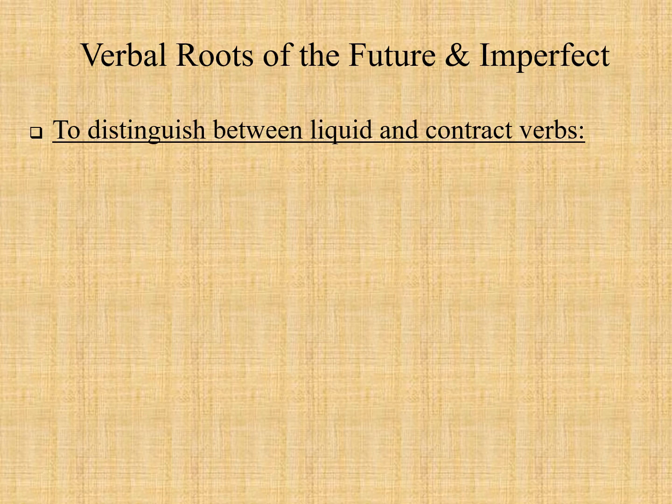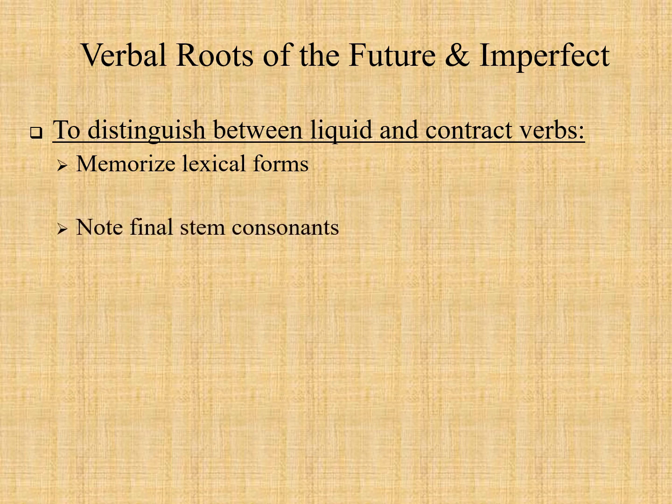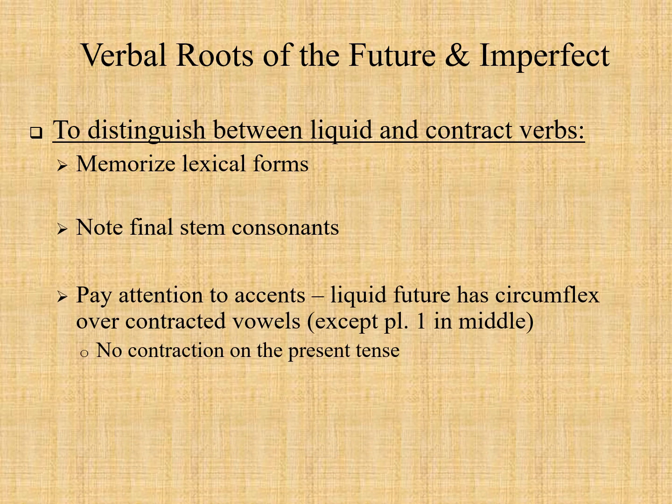So sometimes we can have confusion and we are unable to distinguish between liquid and contract verbs. So really the key to this is to memorize the lexical forms and note the final stem consonants so that we're able to distinguish between the two. Also need to pay close attention to the accents. The liquid future has circumflex over contracted vowels, with the only exception being the plural first person in the middle voice. And there are no contractions on the present stem. And also pay attention to the stem changes.